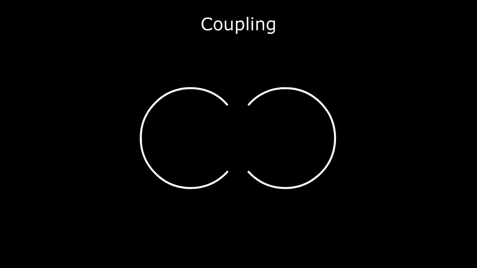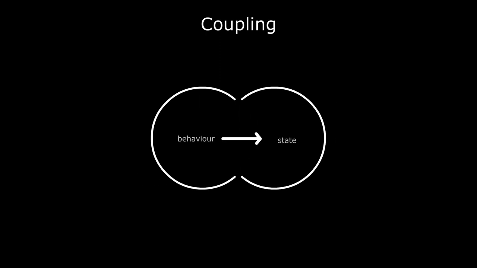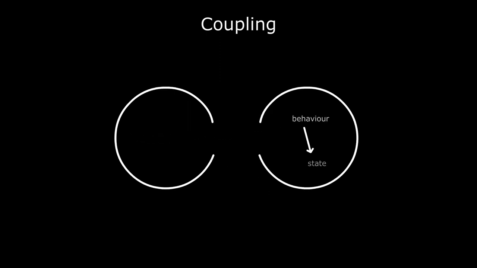Sometimes, an object accidentally operates on the state of another object. We call that a feature envy, as the object envies the other object. This increases the coupling between the two. We can resolve this situation by moving the behavior to the object that holds the state.